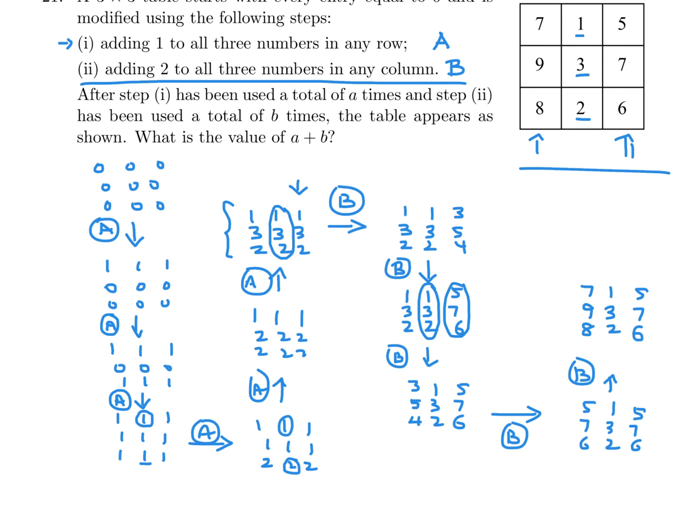Okay, so how many A's and how many B's did I get? So I did 1, 2, 3, 4, 5, 6 A's, and B's 1, 2, 3, 4, 5. 5 B's. So they want A plus B. Well, A plus B is 6 plus 5, which is 11.